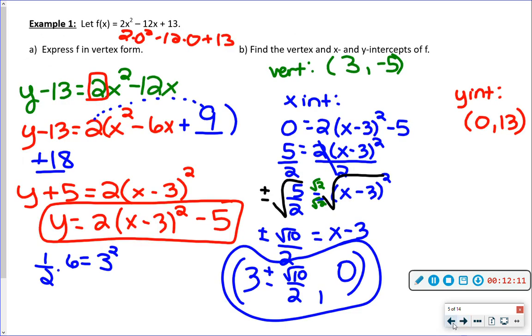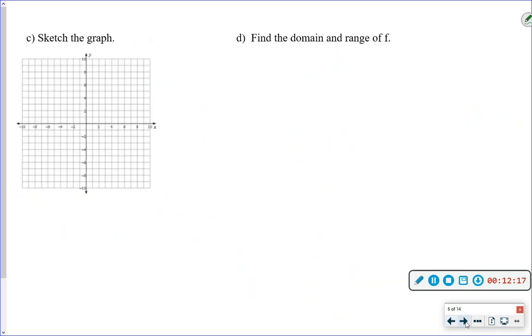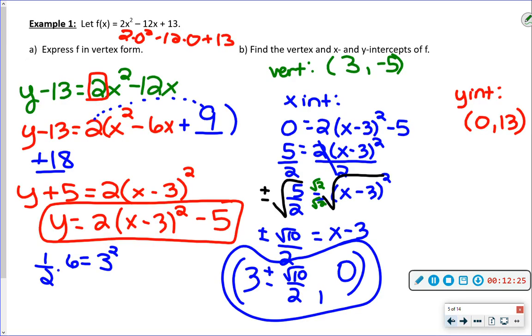So I'm going to click it back here. I'm going to plot my vertex, of course. I'm going to plot 3, -5. Start with that. 3, -5. Got it. I'm just going to click it back so the equation's in front of us. Just for fun, how's it going to open, up or down? I know it doesn't ask you, but just humor me. +2, so it's going to open up.